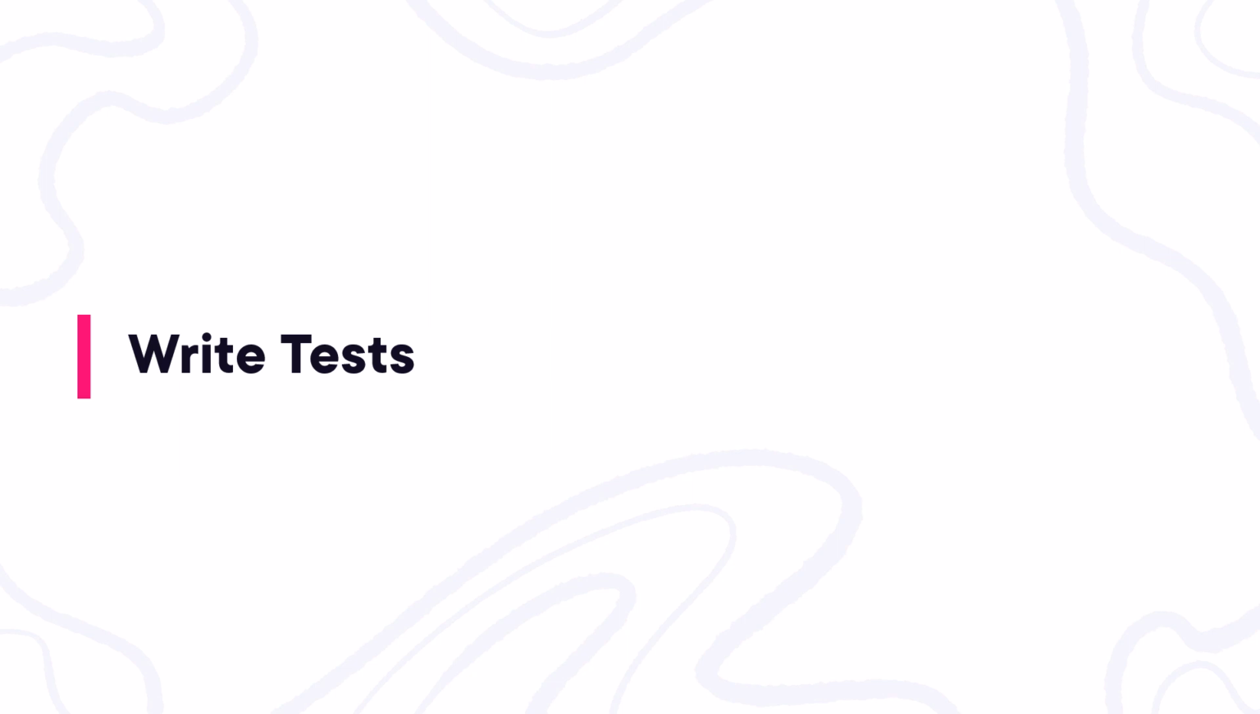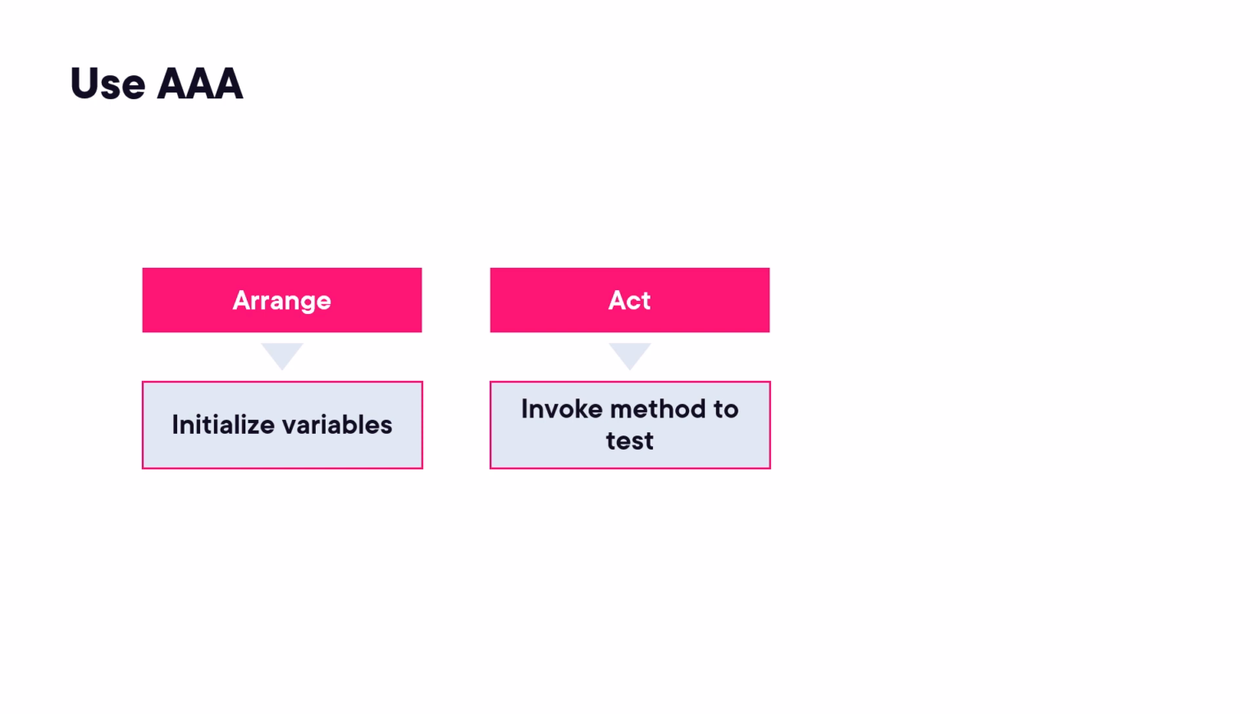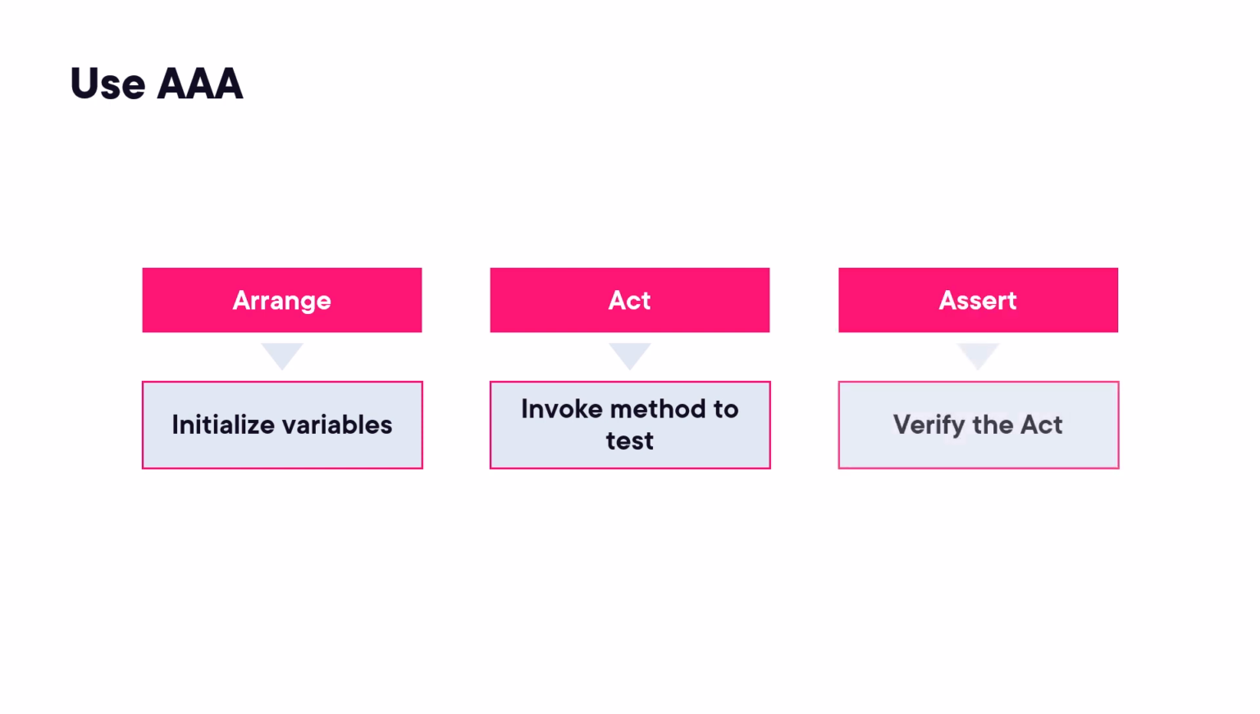Let's now take a look at the process of writing our unit tests. We typically use the AAA method, which is arrange, where you initialize your variables within your test method; act, where you invoke the method on the class that you're trying to test; and then assert, where we verify that the act returned what we thought it should.